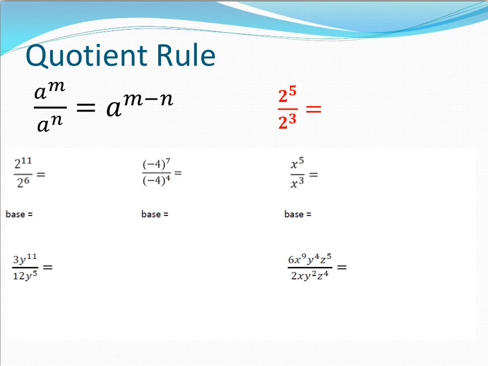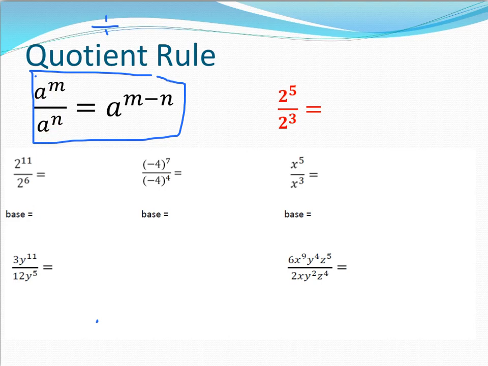So the quotient rule, what we are going to look at is what happens when we divide. Again, think back, quotient is a fancy math term for divide. So what happens when we divide two things that have a power? Here's the fancy math jargon. We have a to the m divided by a to the n. Notice a, same base, different powers, but I'm dividing them.